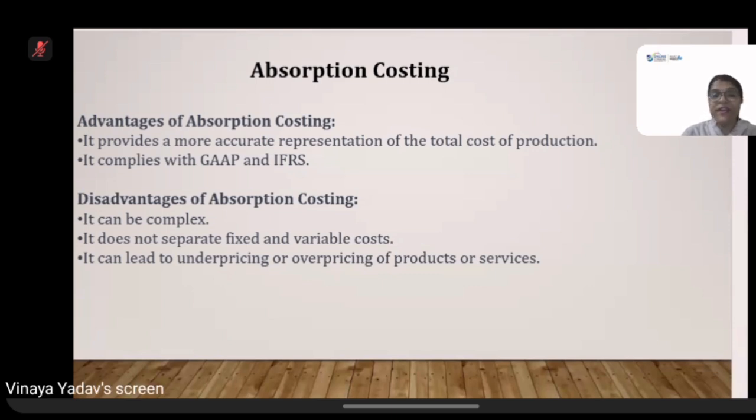It does not separate your fixed and variable cost. That means absorption costing does not differentiate between variable and fixed cost. It can be less useful when you take a short-term decision where managers need to focus on the variable cost.